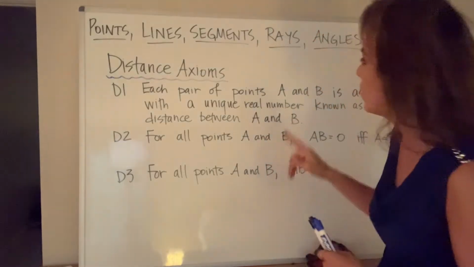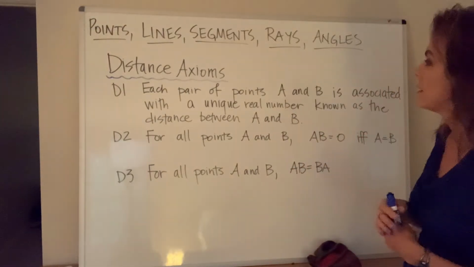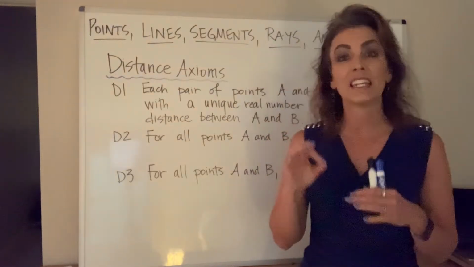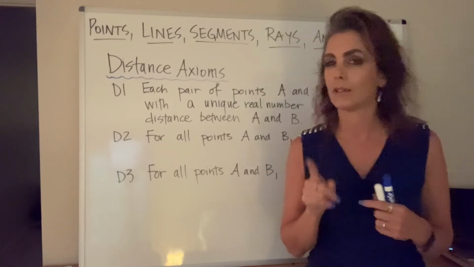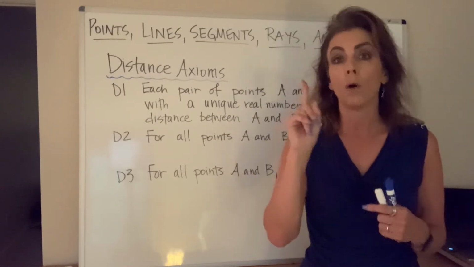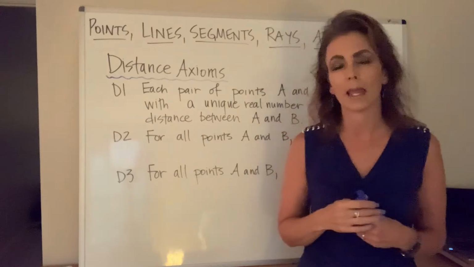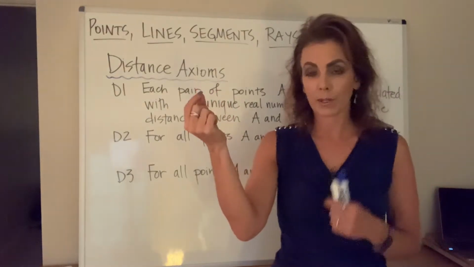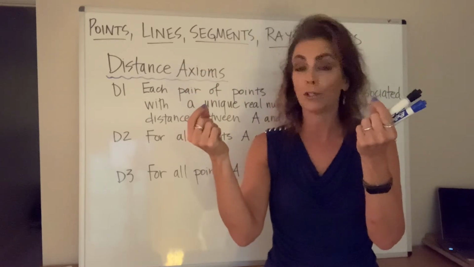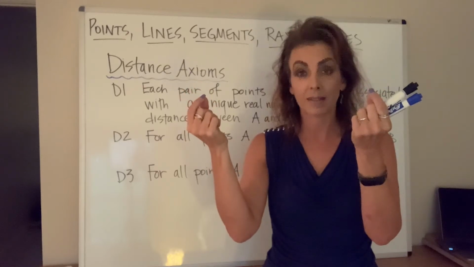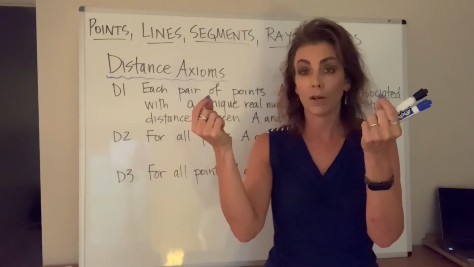D1 says, each pair of points, A and B, are associated with a unique, what does unique mean again? 1. A unique real number known as the distance between A and B, okay? If I measure between A and B that are stationary, I'm going to get the same distance every time, okay? Now, units may change, but the distance is going to remain the same if the points stay in the same locations, okay?